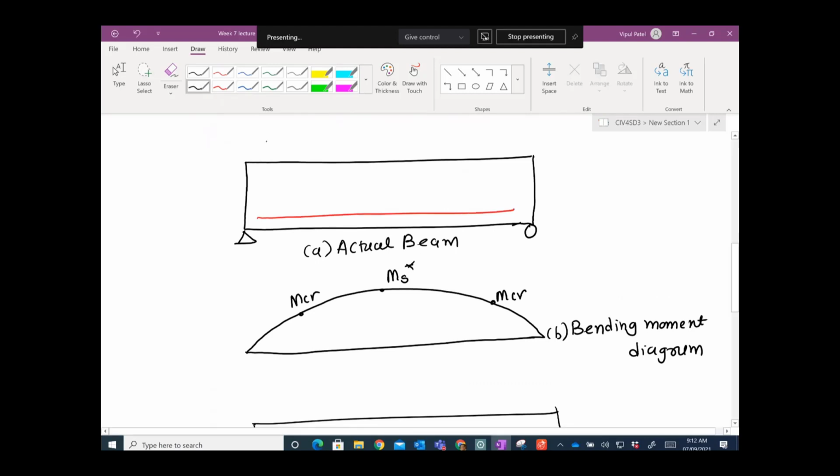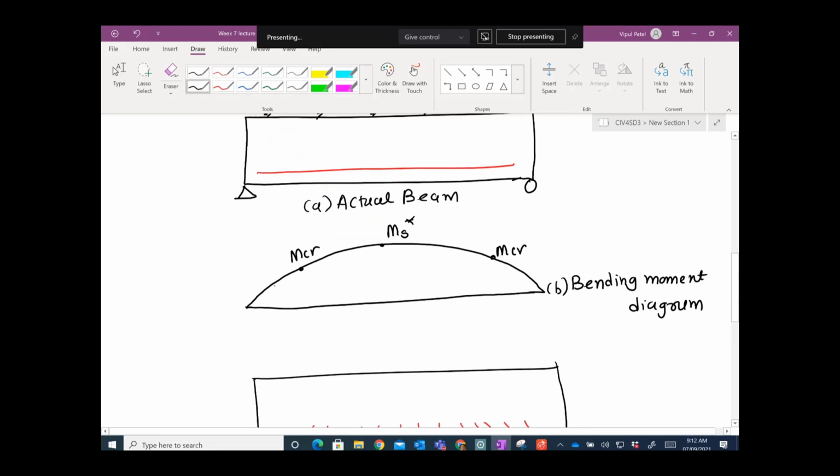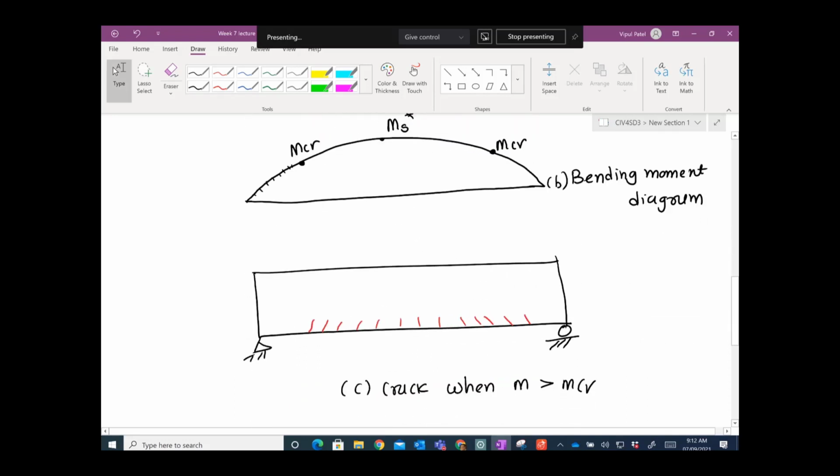Now when you load the beam, let's say you load the beam in a machine or somewhere, your bending moment diagram would be like this. At some point, if you keep increasing the load, your beam will start cracking. That moment is called the cracking moment. So when your beam is in this zone, you don't have any crack, but if you keep loading the beam, it will reach the cracking moment and your beam will crack. Now you can see the beam has cracked when your applied moment is greater than the cracking moment.